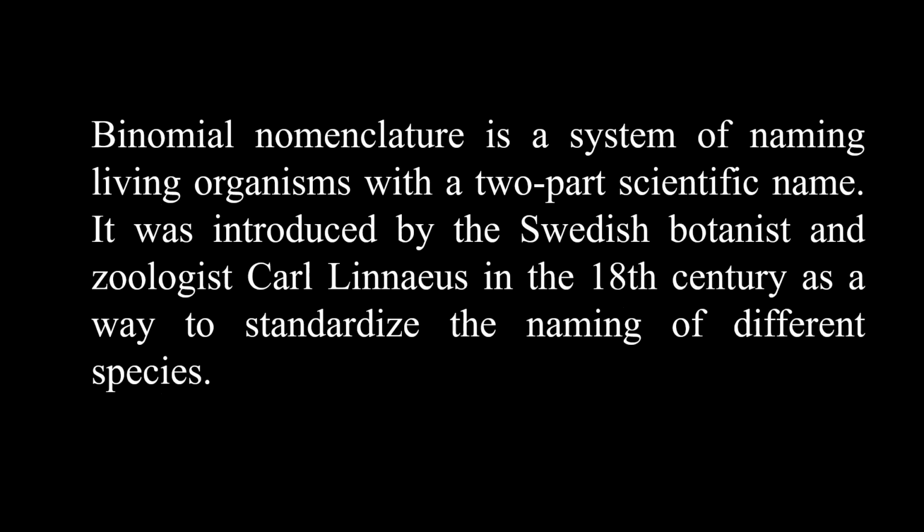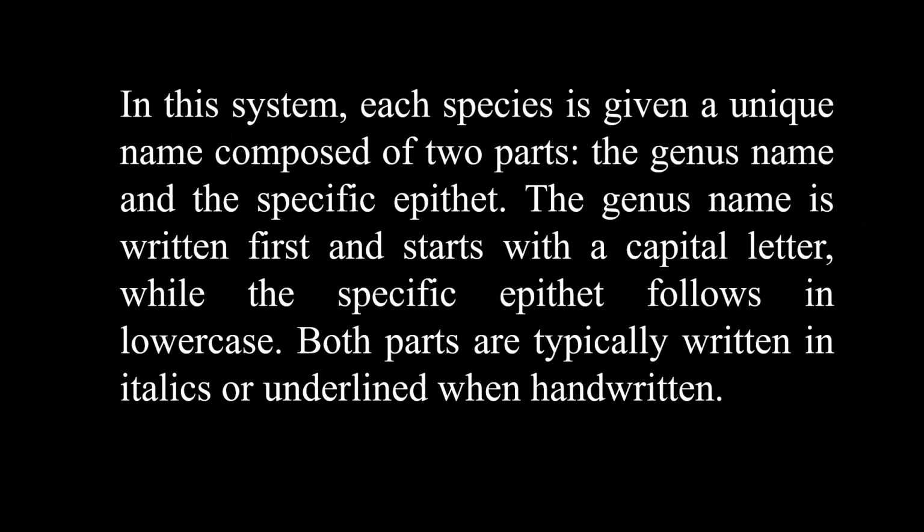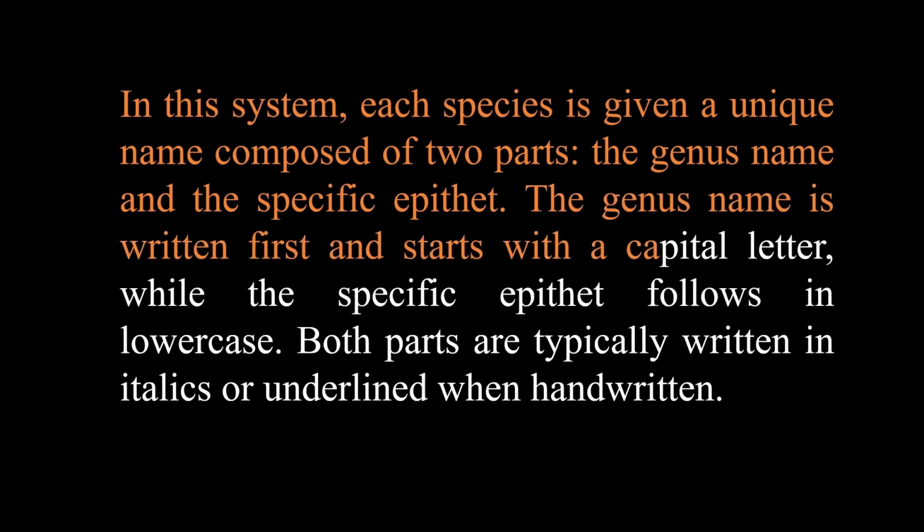Binomial nomenclature is a system of naming living organisms with a two-part scientific name. It was introduced by the Swedish botanist and zoologist Carl Linnaeus in the 18th century as a way to standardize the naming of different species. In this system, each species is given a unique name composed of two parts, the genus name and the specific epithet. The genus name is written first and starts with a capital letter, while the specific epithet follows in lowercase. Both parts are typically written in italics or underlined when handwritten.